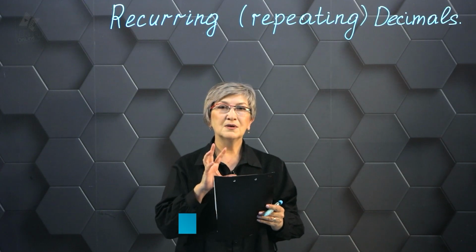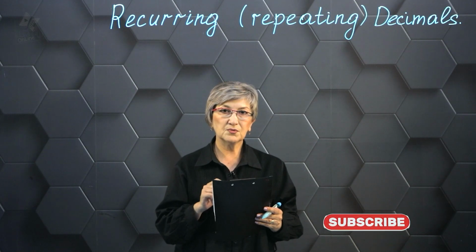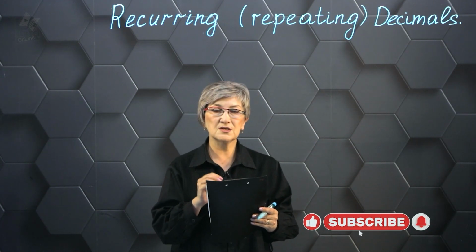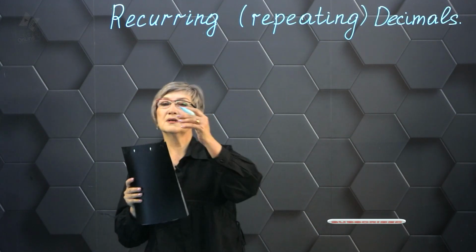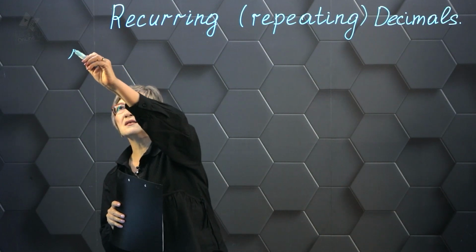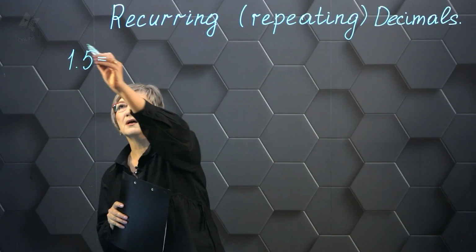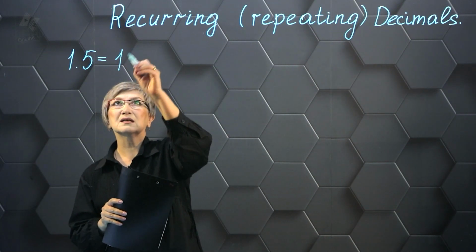Hello, today in the lesson we will learn what an infinite periodic decimal fraction is. But first, let's remember that we know how to write any decimal fraction in the form of a mixed number or an ordinary fraction. For example, if I write down the number 1.5, then I can write that decimal fraction down as 1.5.